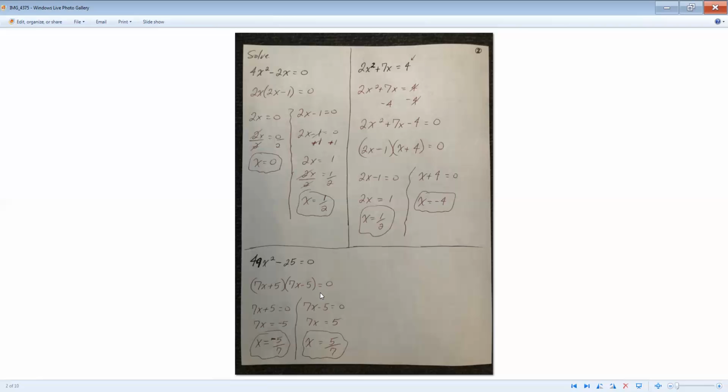But once you've completed your factorization, 7x minus 5 equals 0, 7x plus 5 equals 0. Solve accordingly. That will give you the solution of x equal to -5 over 7 and x equal to 5 over 7.